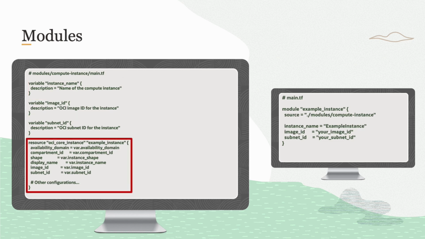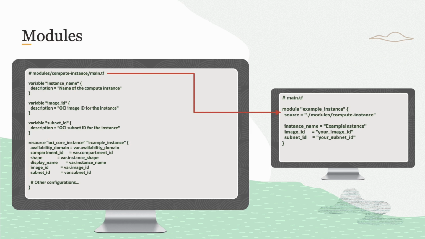The resource block within the module defines the OCI instance named example_instance. It uses the variables from the configuration. On the right side of the slide, we have a main configuration file that uses the module we just defined. The module block in the main.tf file references the module located at modules/compute-instance. We provide values for the variables defined in the module, and those values will be used on the instance creation.